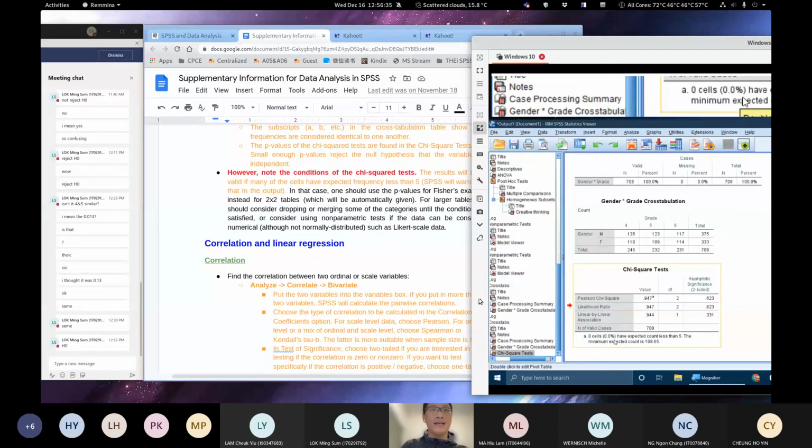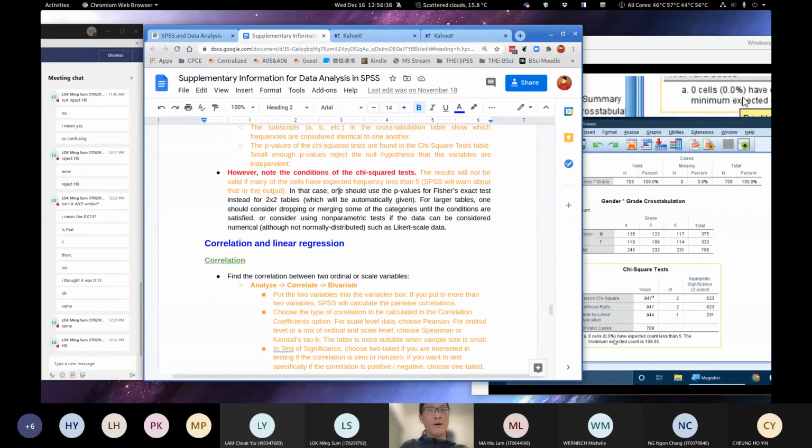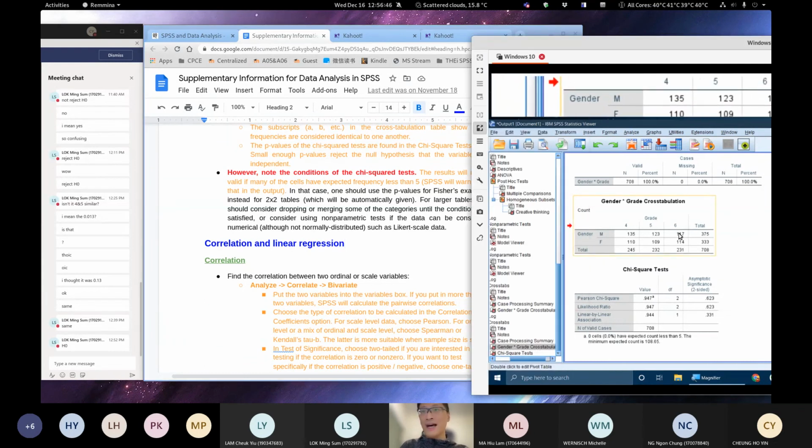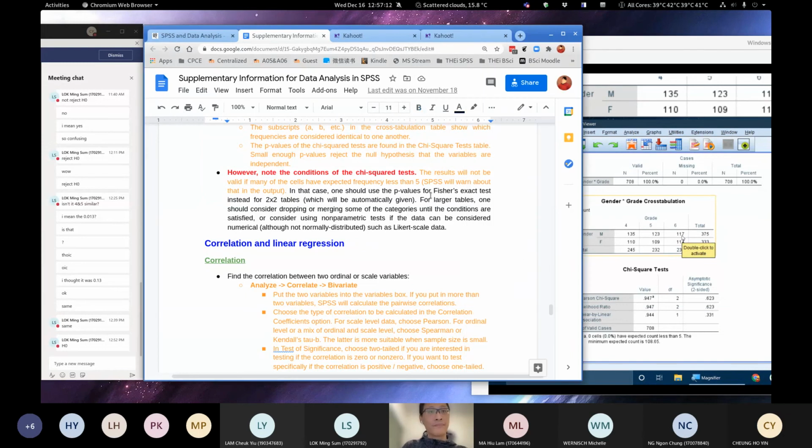So what do we do in that case? We want to combine some of the groups. Suppose that we do not have many students in grade 6, and that might make the sum of the expected counts very small. In that case, I might want to combine grade 5 and grade 6 so that they become one group. When you combine them, the frequencies become larger, and then you avoid the problem of small expected counts. So that is one way to do it.